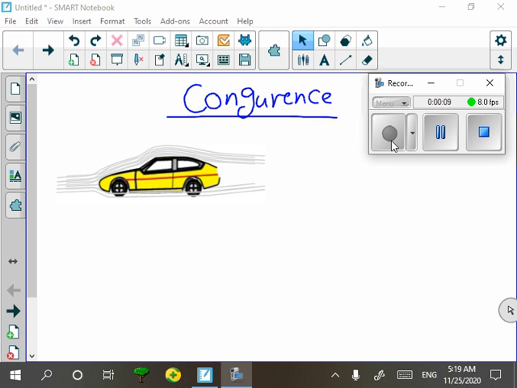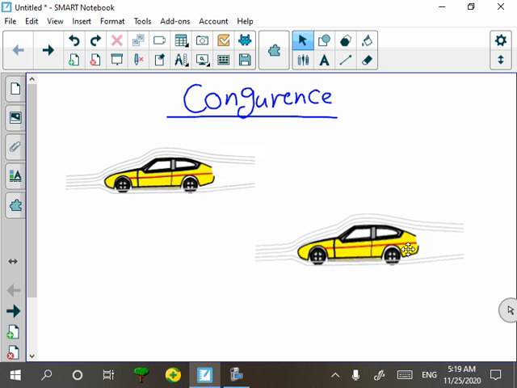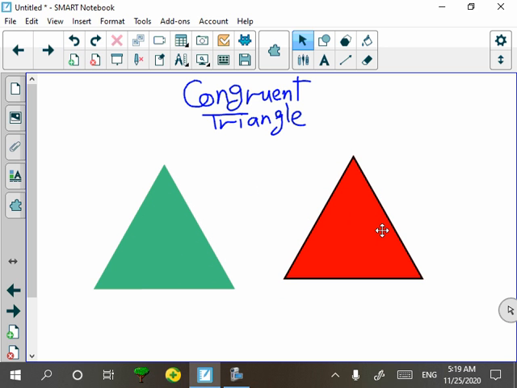Firstly, what is the meaning of congruence? Congruence means two identical shapes. Let's start with congruent triangles. We saw the two cards. These two triangles look exactly like the last example. We talk about congruent triangles in mathematics.